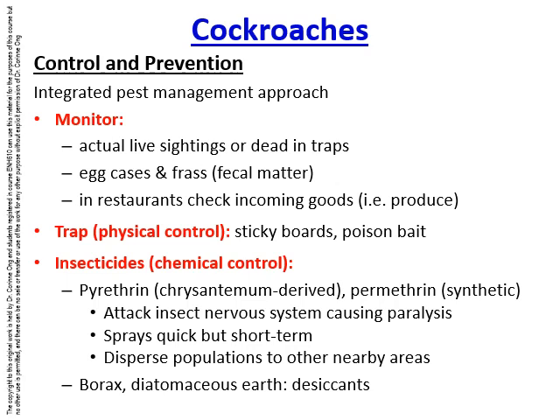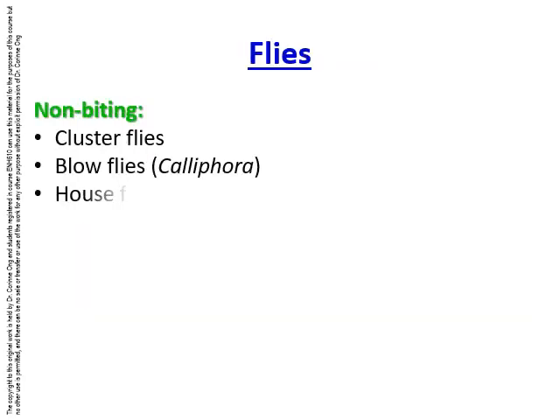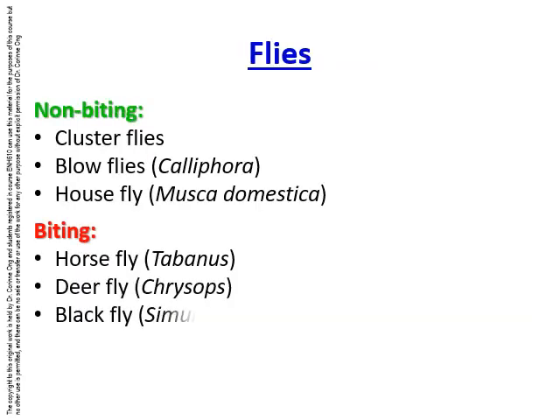Prolonged exposure can result in silicosis. And now we come to another group of insects, and that's the flies. These can be divided into two major groups: the non-biting flies, such as house flies, which are probably the ones we're most familiar with, and the biting flies, which are quite different and generally found outdoors. We will have a closer look at them on the next few slides.